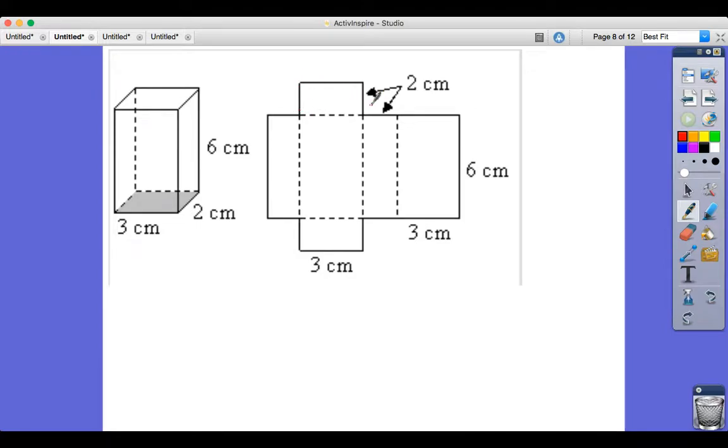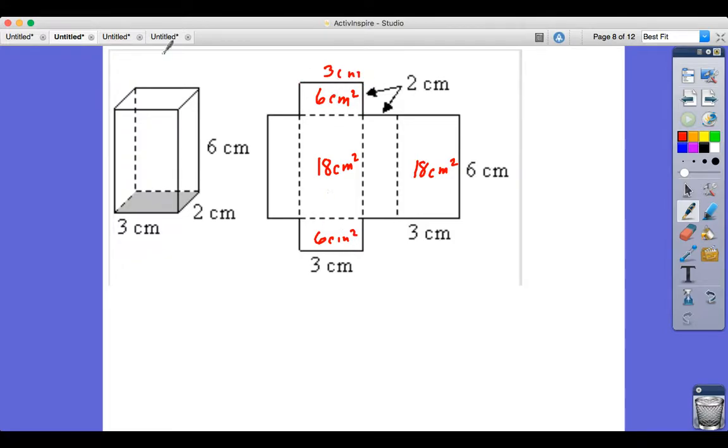For this little rectangle, since this is 3 and this is 2 centimeters, this is going to be 6 centimeters squared. And there happen to be 2 of them. This is also 6 centimeters squared. Now here, we've got a 6 by 3 rectangle. That's going to give us 18 centimeters squared. This corresponds to this front piece right here. There's also one that looks exactly like it in the back, right here. So this is 18 centimeters squared there.